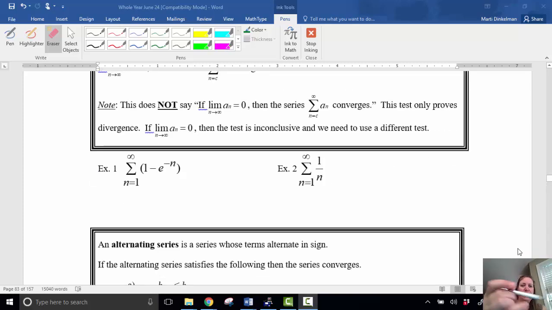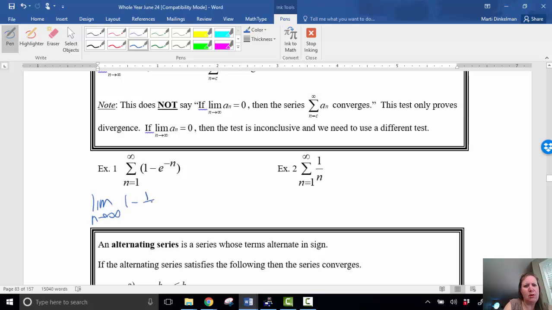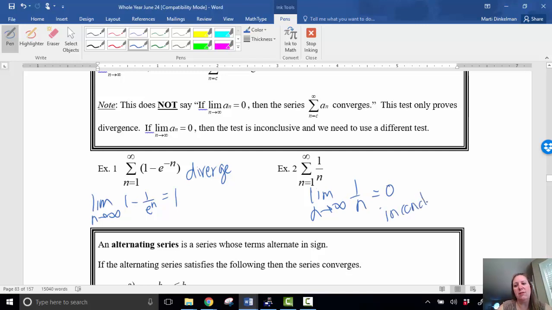So we're literally just looking at limits of that formula there. I'm going to write this one as 1 minus 1 over e to the n because that makes more sense to my brain. So this is going to basically be bottom heavy or 0, so we get 1. Since we got something that was not 0, it's a guaranteed diverge. This one, if we take the limit as n approaches infinity, we get 0. So in this case, our test is inconclusive, trying to use the nth term test, that is.